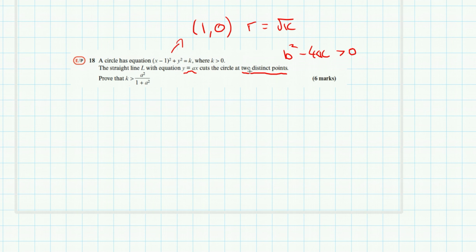And then we can use the fact that it's two distinct points, so there must be two solutions to this equation when we substitute our line in. That would imply that there are two points that meet on the circle, so something like this.